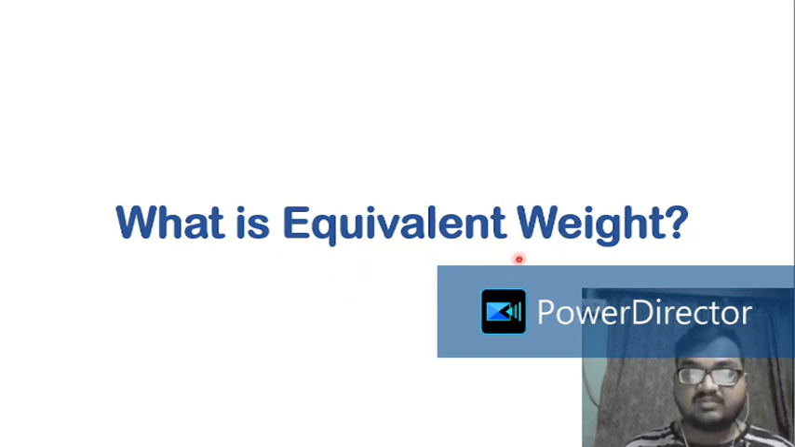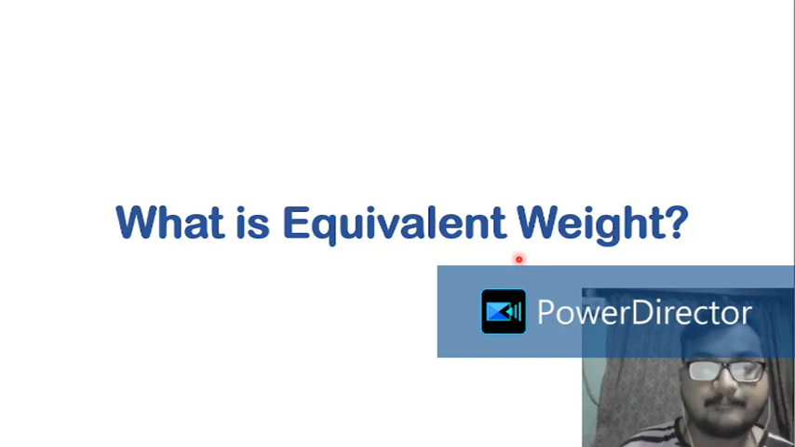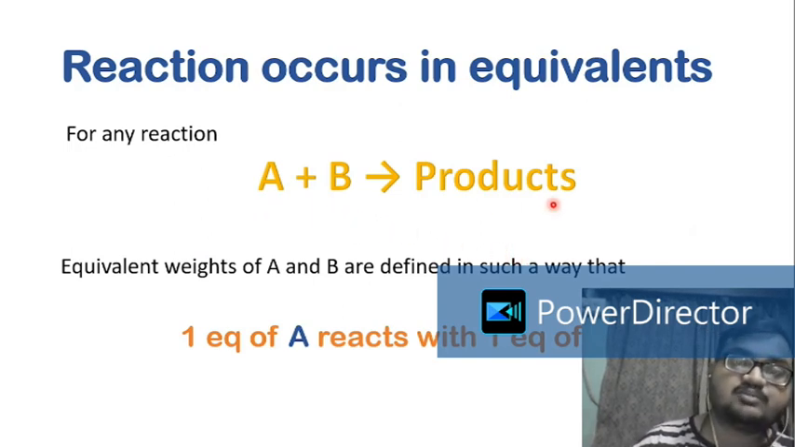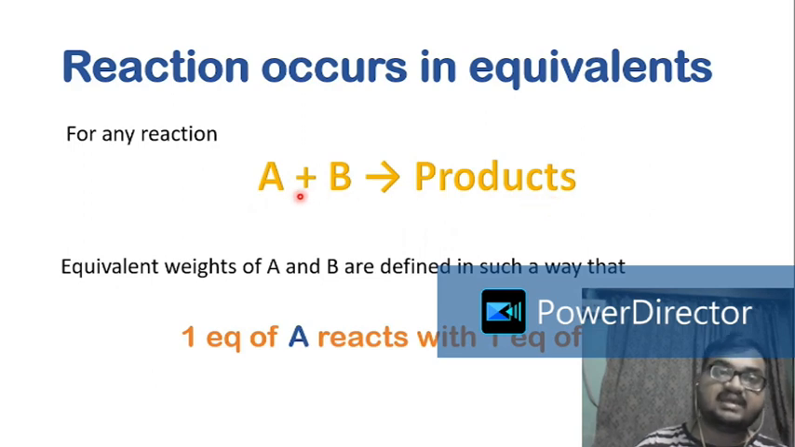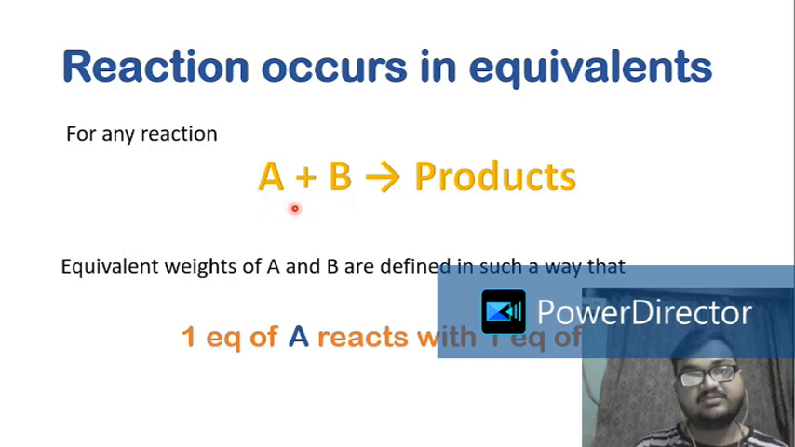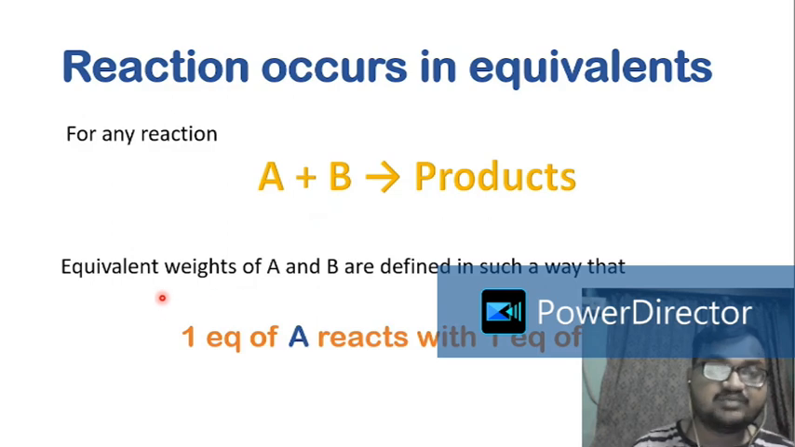We have almost invented it to make calculations easier in equations regarding chemical reactions. So let us understand what it is. Like any reaction, we have A plus B equal to product. Now this A and B will depend on the stoichiometry of the reaction. So there might be x mole of A, y mole of B. But we define equivalent in such a way that always one equivalent of A reacts with one equivalent of B, no matter what the moles.